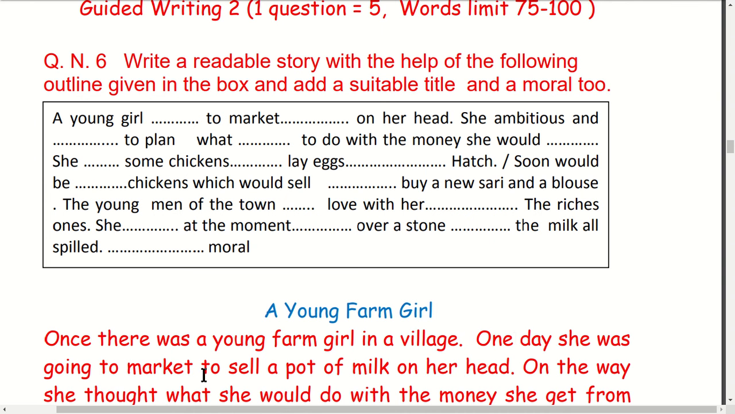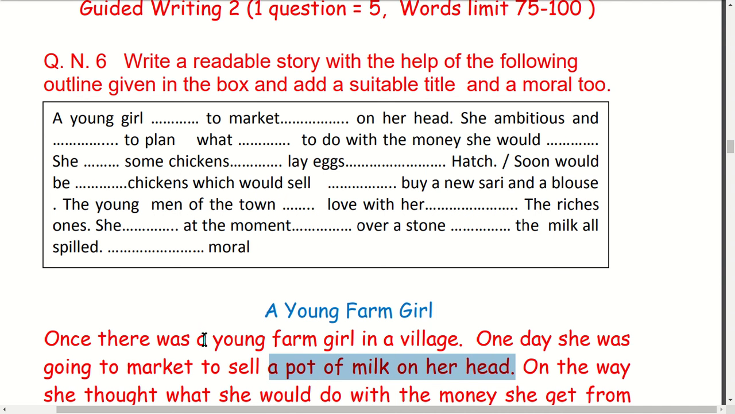she was going to market to sell a pot of milk on her head. One day, what was she doing there? One day, she was going to market to sell a pot of milk on her head. She was carrying the pot of milk on her head here. Where was she going? She was going to market.